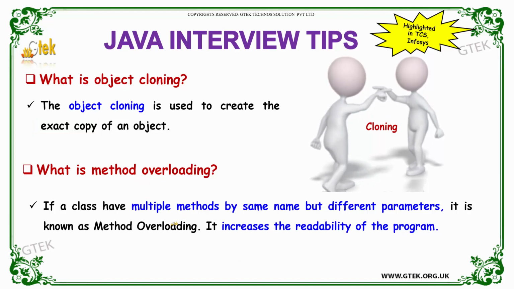Our next question is, what is method overloading? The answer is, if a class has multiple methods by same name but different parameters, then we can say that as method overloading. It increases the readability of the program. These kind of questions are highlighted in interviews of TCS and Infosys.